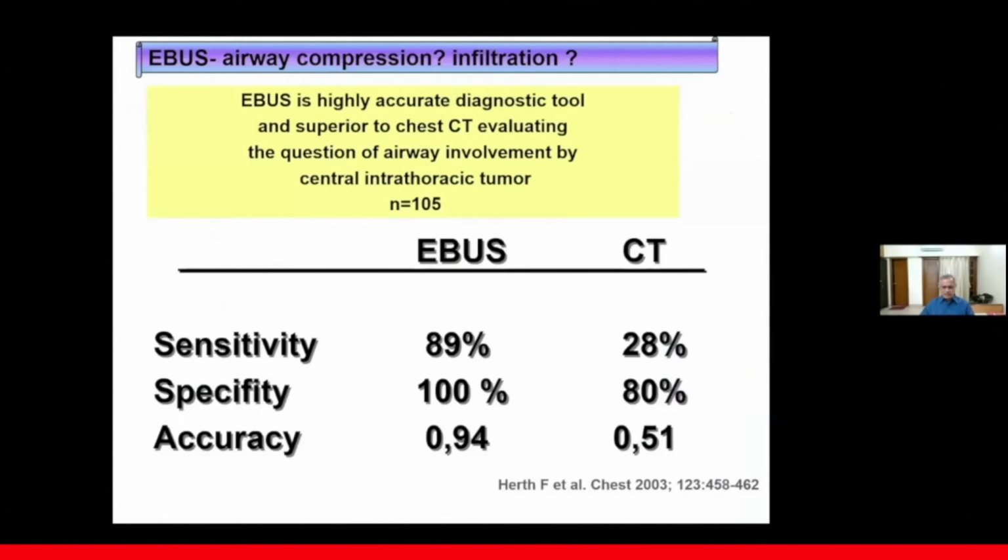EBUS, airway compression and infiltration. As I told you, EBUS is a highly accurate diagnostic tool and superior to chest CT in evaluating the question of airway involvement by central intrathoracic lesions. Compare the EBUS and CT.